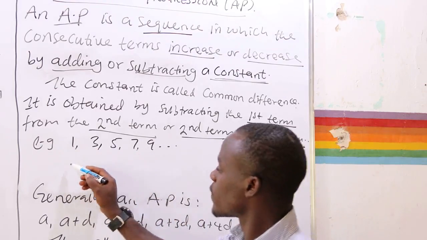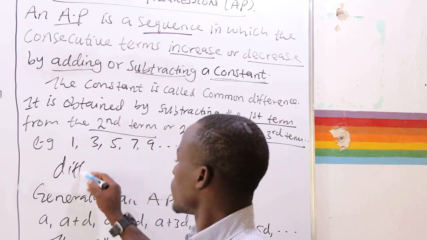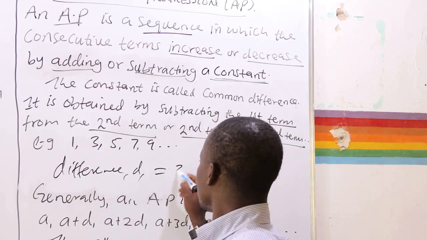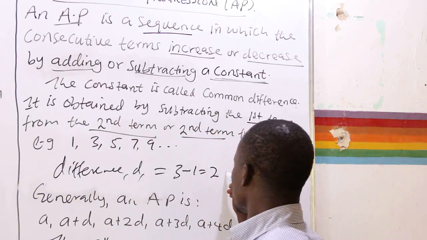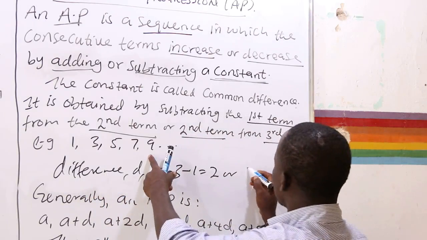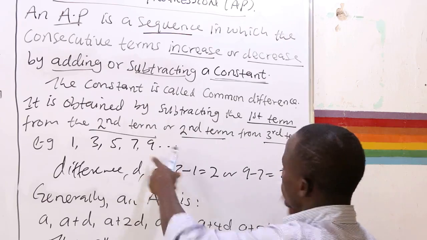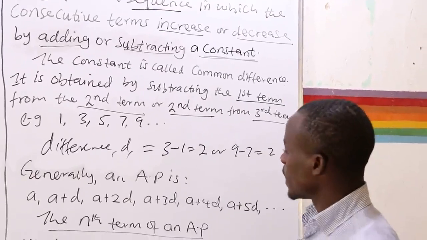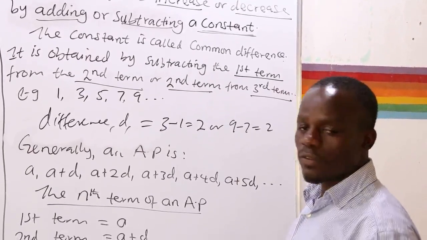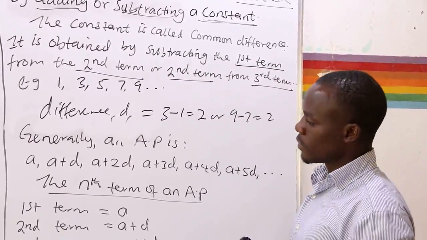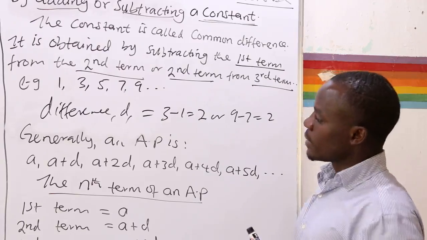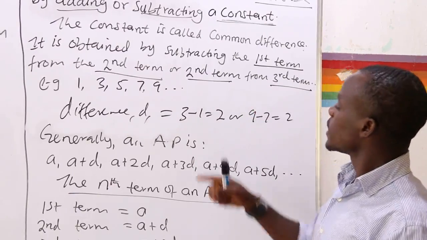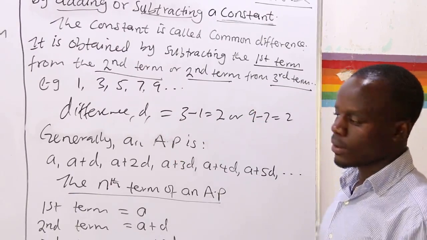So the common difference D is 3 minus 1, which is 2. Or in fact, I can even say 9 minus 7 is still 2. Okay? So that is how we can get the common difference of any arithmetic progression. Alright, even if the sequence is decreasing, you still get it the same way.